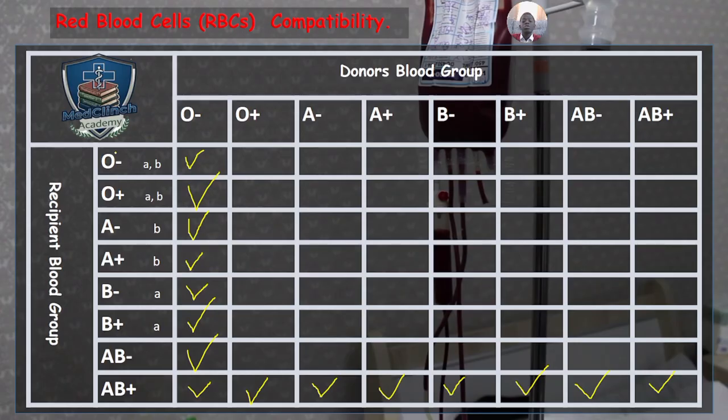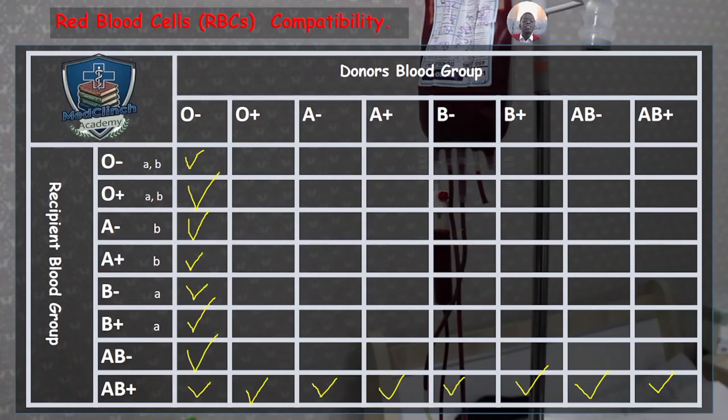I want to note something. If the recipient is rhesus positive, they can receive rhesus negative blood. So a rhesus positive patient can receive rhesus negative blood, but the vice versa cannot happen. A rhesus negative patient cannot receive rhesus positive blood. I hope you're together. So if a client is rhesus positive as a recipient, he can receive negative, but if the client is negative, he cannot receive positive. You're going to use that rule to fill the table.